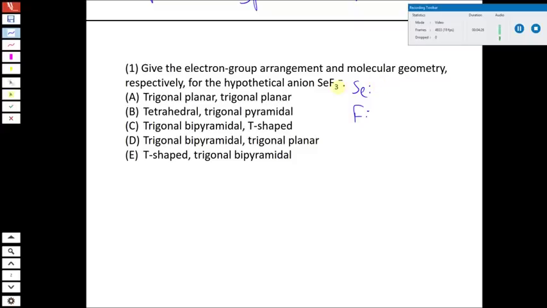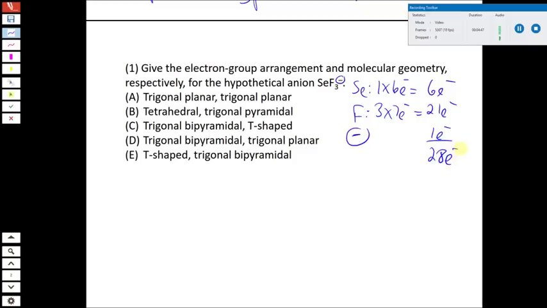We have 1 selenium in the formula, so it's going to include 6 valence electrons. We have 3 fluorines, F3, so it's going to be 3 times 7 for fluorine. And then we can't forget that we have a negative charge overall in this ion, so that's going to add 1 extra electron to the mix. And so we get a total of 28 electrons.